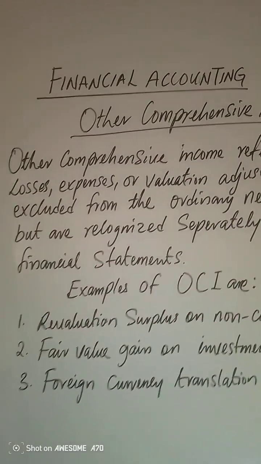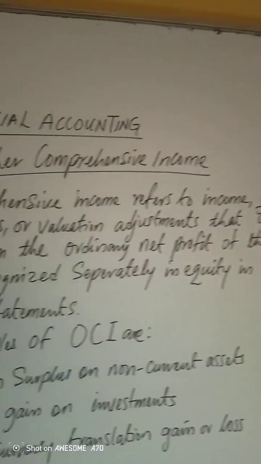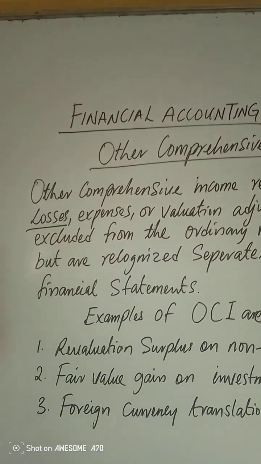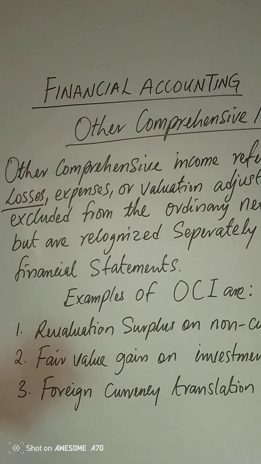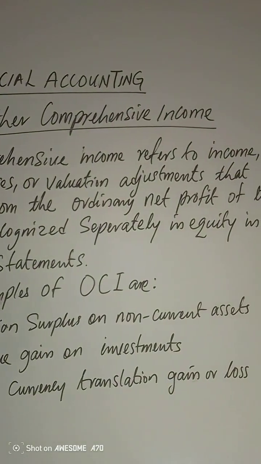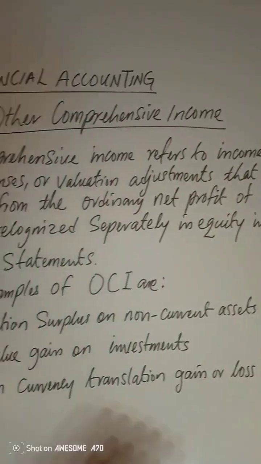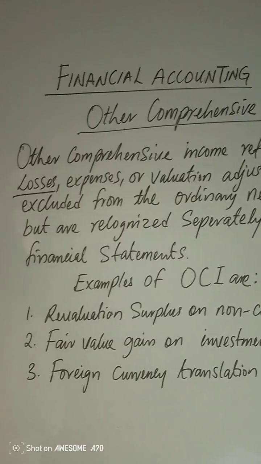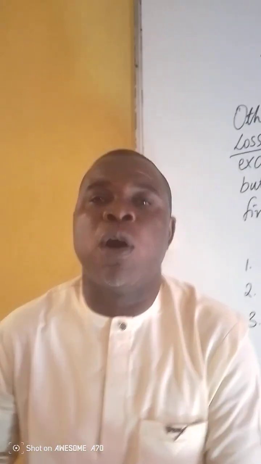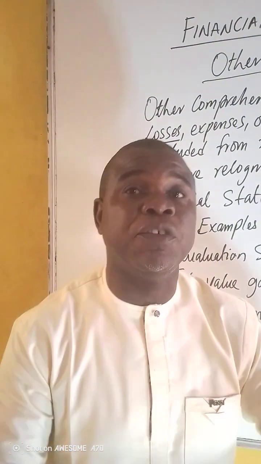And that's what we're talking about: the income that comes from gains. We're talking about losses too, because though it is called income, losses can also be included. You don't talk of profit or loss; it is either profit or it's loss. So it can be gains or losses, expenses or valuation adjustment. For example, if you have an item which is not meant for sale and you decide to value it up, then the surplus that comes from the valuation of such an asset is what is called other comprehensive income.